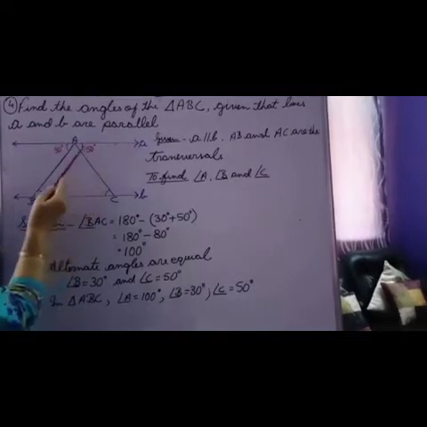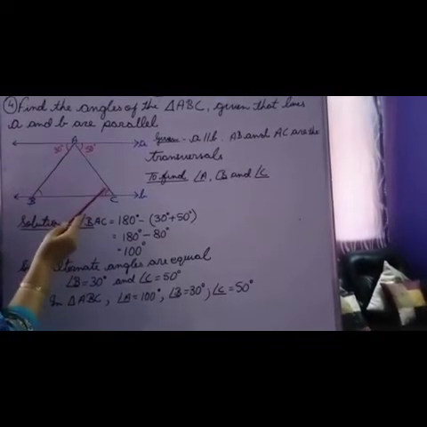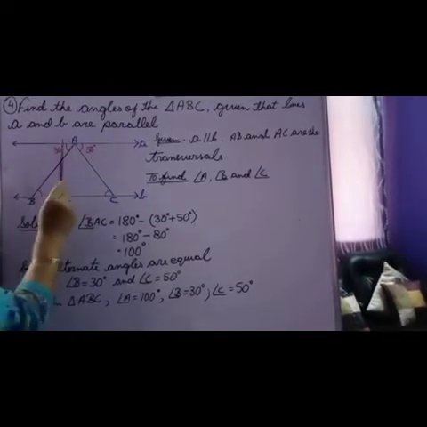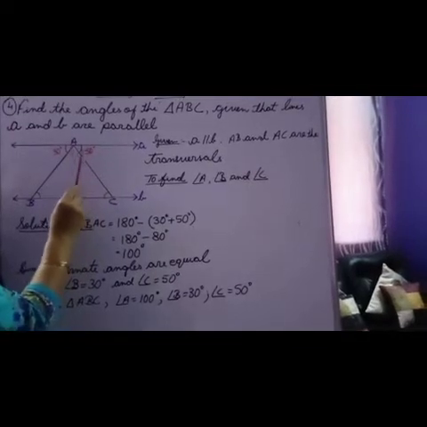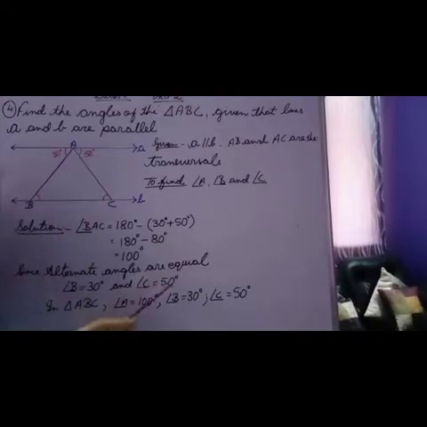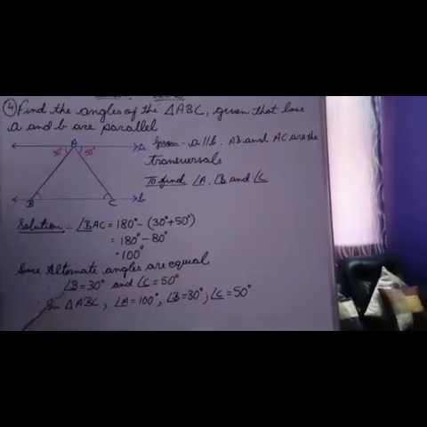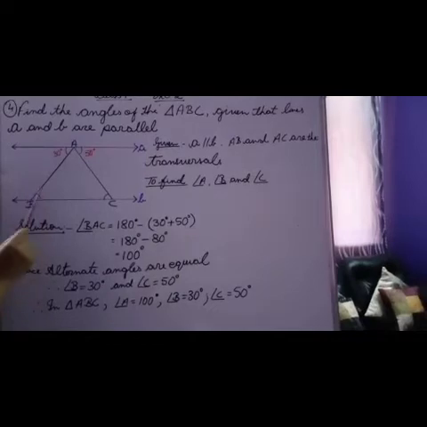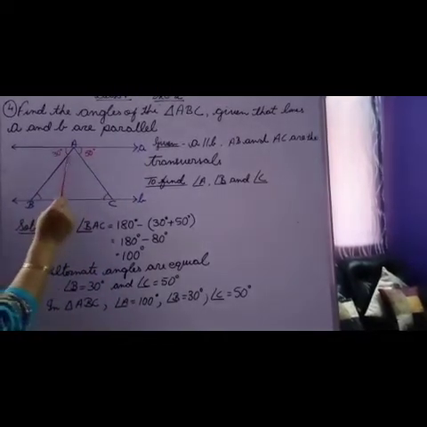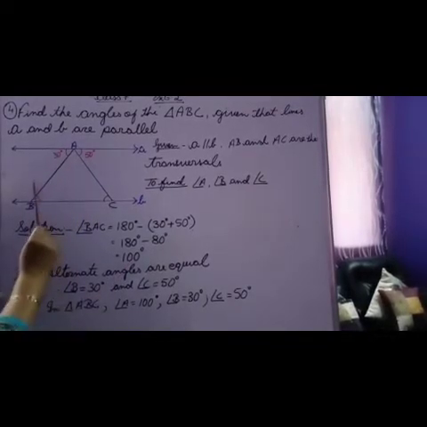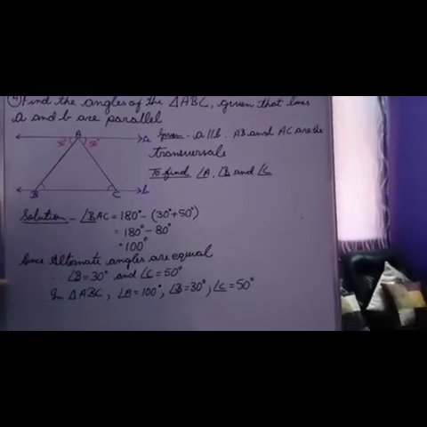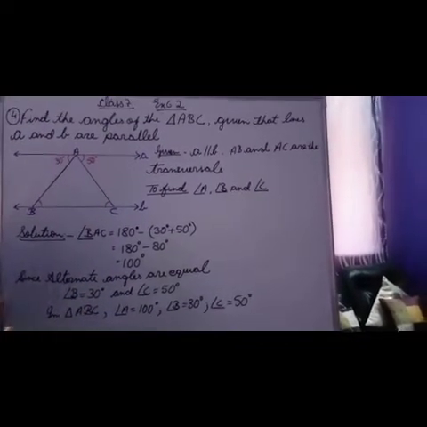Again this angle 50 is equal to this angle C. Why? Because this is also an alternate angle. This is a transversal AC and these two angles lie on the opposite side of the transversal. So since alternate angles are equal, angle B is equal to 30 degrees, angle C is equal to 50 degrees. So therefore in the triangle, angle A is equal to 100 degrees, angle B is equal to 30 degrees and angle C is equal to 50 degrees. So this is the answer, and next we will do number 5.